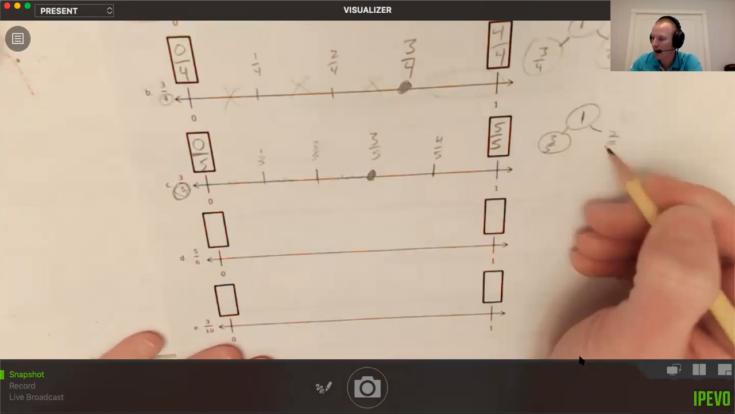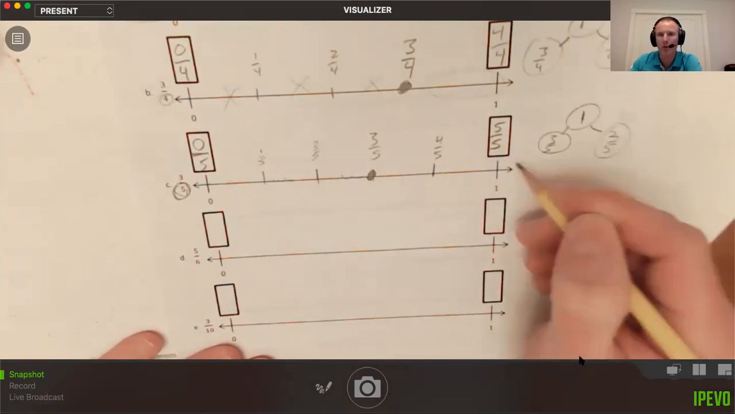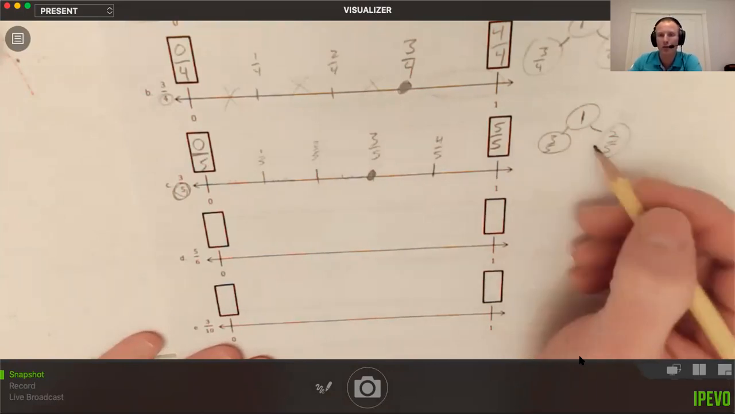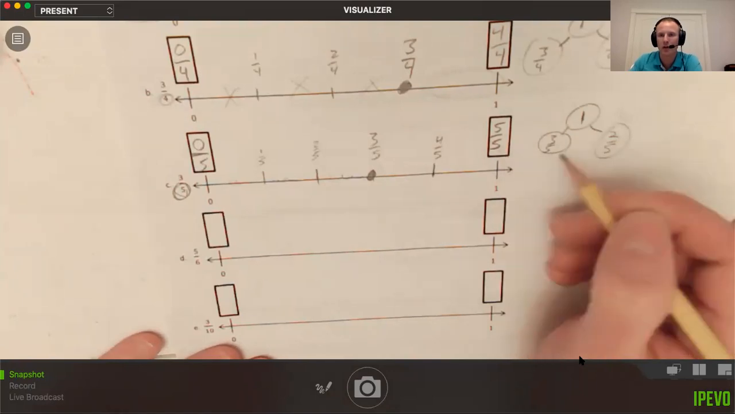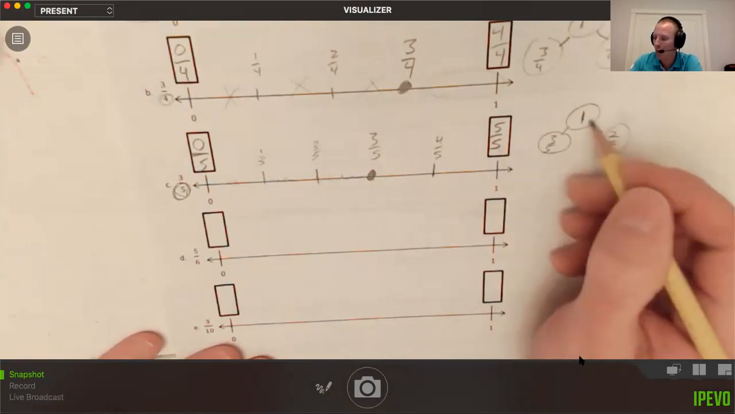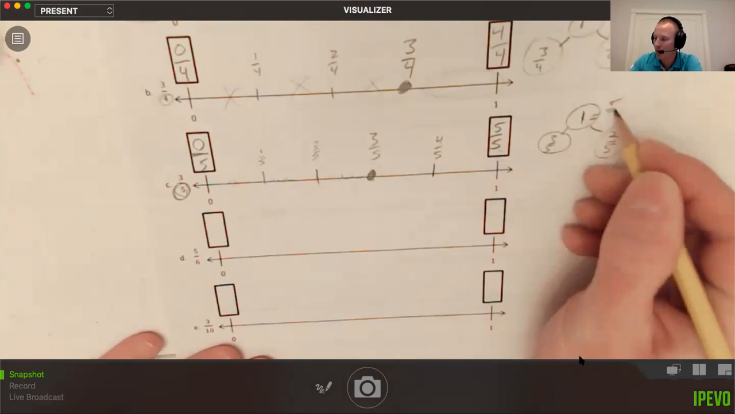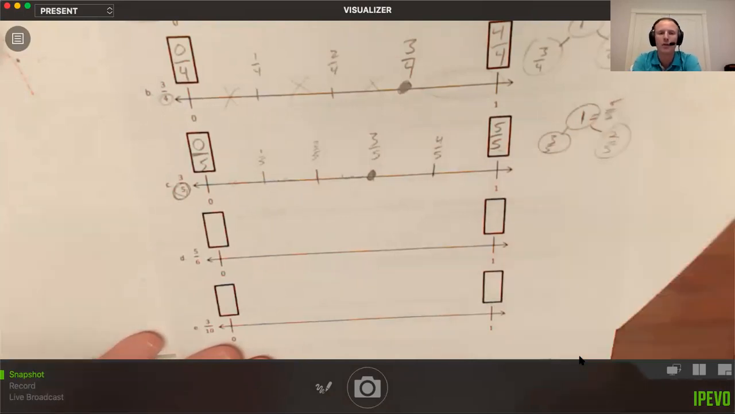And a good way to check is, we're working with the same denominator. So add your numerators and make sure they add up to, in this case, 5. Because 1 equals 5/5. If you add that 2 and that 3, you get up to 5/5. So that's a good way to check.